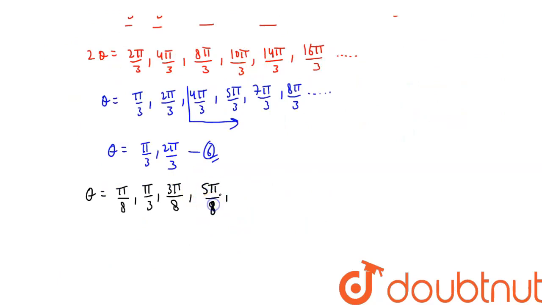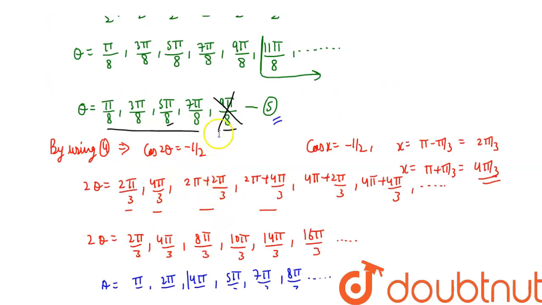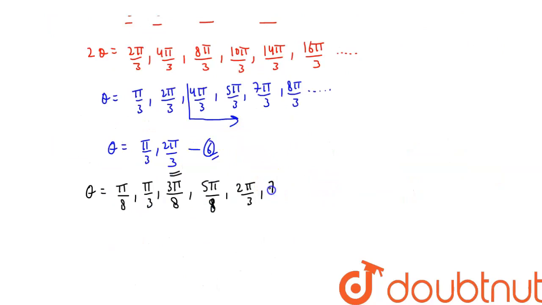After 5 pi by 8 we have 2 pi by 3. Then after this we have 7 pi by 8. So this is our last solution which we have got. So we have got these many values of theta belonging in the interval of 0 to pi. In the question they asked us to find all the values of theta which belong in the interval 0 to pi, and here we have got all of them. So this is our solution.